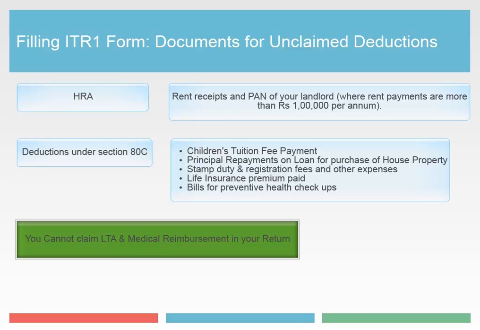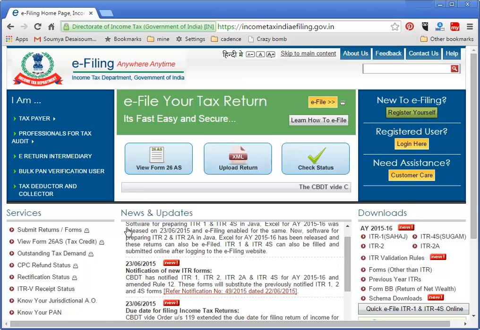If you were not able to submit the details of your Section 80C deductions to your employer timely, you can claim them in your income tax return, such as payment of children's tuition fee, life insurance payment. You cannot claim LTA and medical reimbursement in your return. Now we are all set to work on filling tax returns. Let's look at how to download the Excel utility.